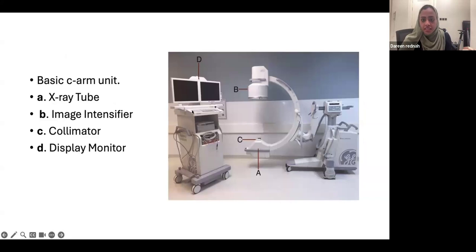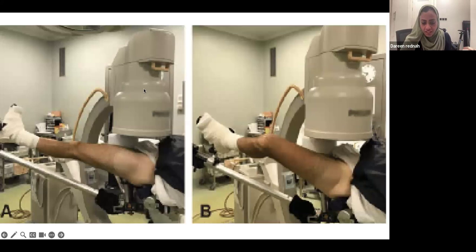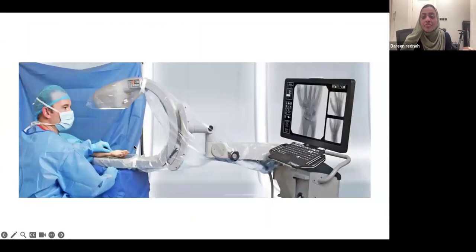This is the anatomy of the C-arm. A is the X-ray tube, B is the image intensifier, C the collimator, D the display monitor. This is in surgery: in a hip fracture, we position the patient, put the C-arm, and take the X-rays. We also have a mini C-arm, with less radiation, used in hand and foot surgeries.